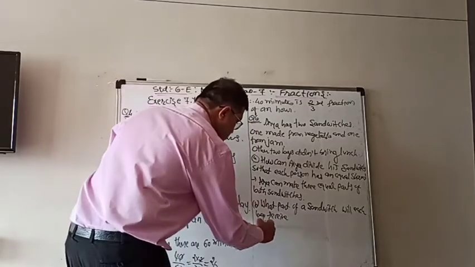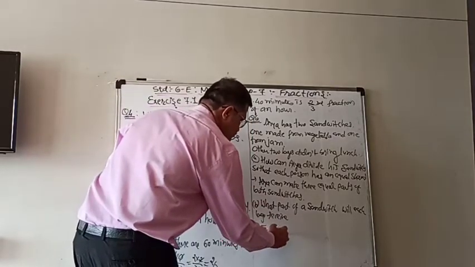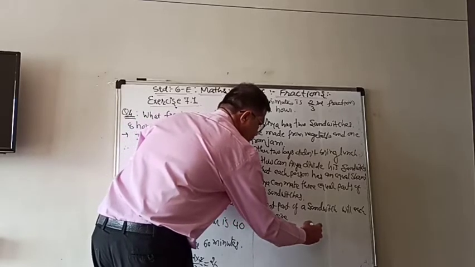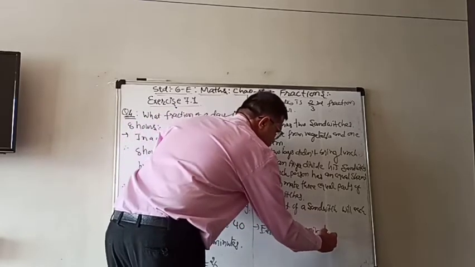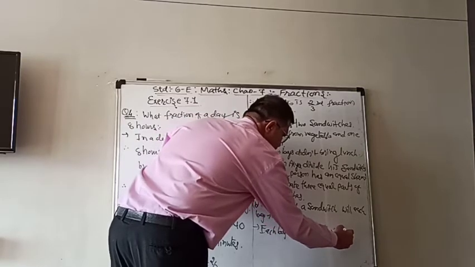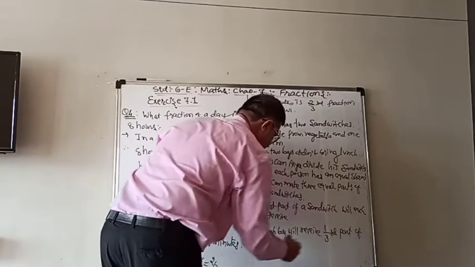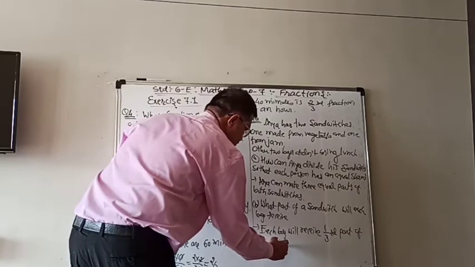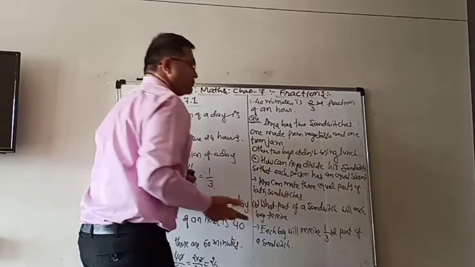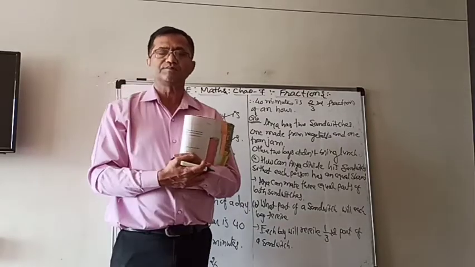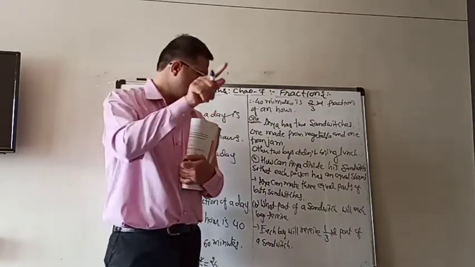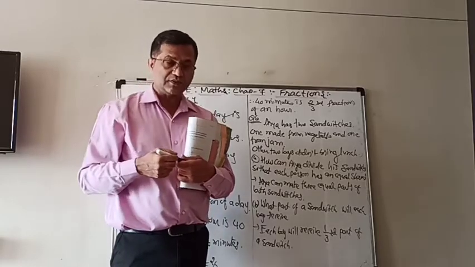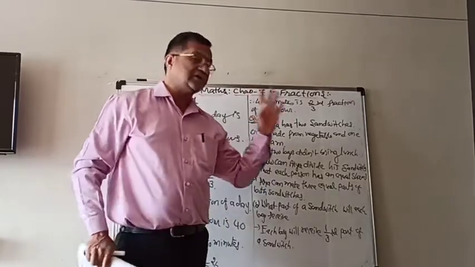So each boy will receive 1/3 part of a sandwich. 1 out of 3. So total 3 parts is in the denominator and 1 part is taken by each. So each one will get 1/3 part of the sandwich.